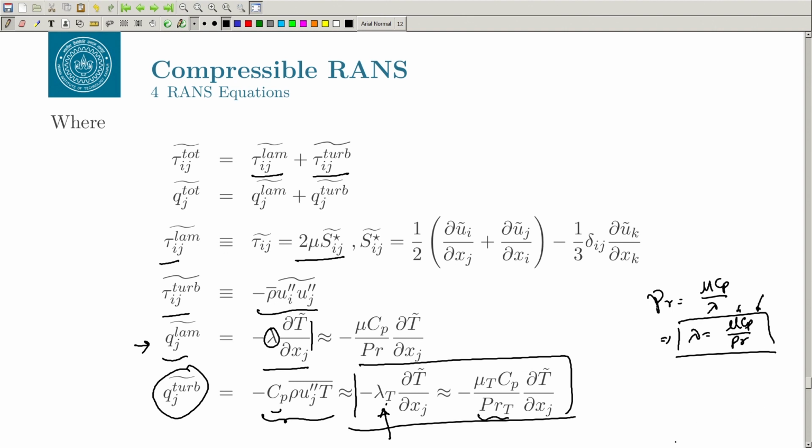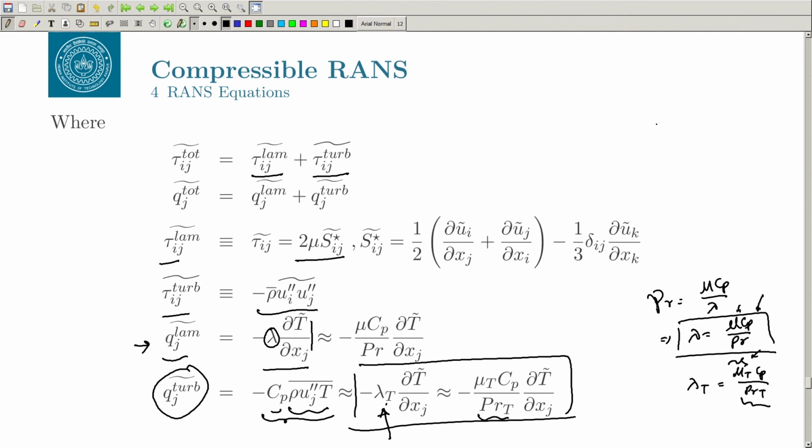We can use a similar analogy because we are getting one additional term here, and define another term, lambda T, which will be mu T Cp by PrT. This is now a turbulent Prandtl number, and mu T is basically the eddy viscosity or turbulent viscosity. I am jumping ahead a little bit, but I will get back to these terms again when we talk about the eddy viscosity model, just to give you an idea.